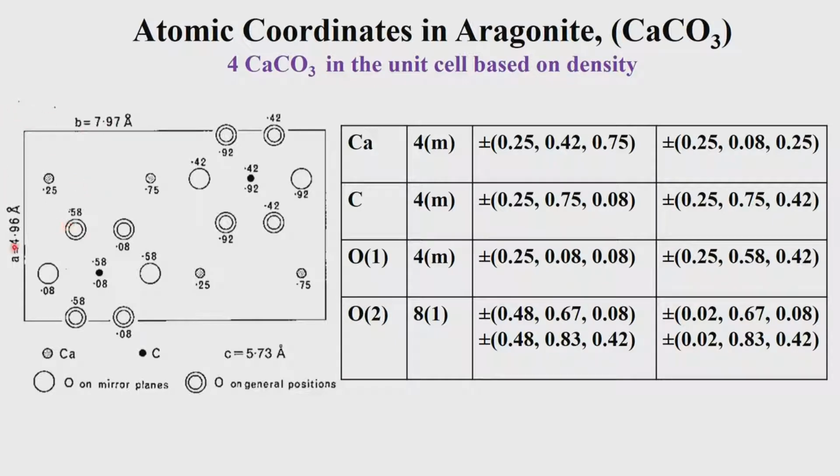So, we have A B projection, we have the C value as 5.73. So, A dot B cross C will give you the volume of the unit cell from which we can determine the density as we discussed before.